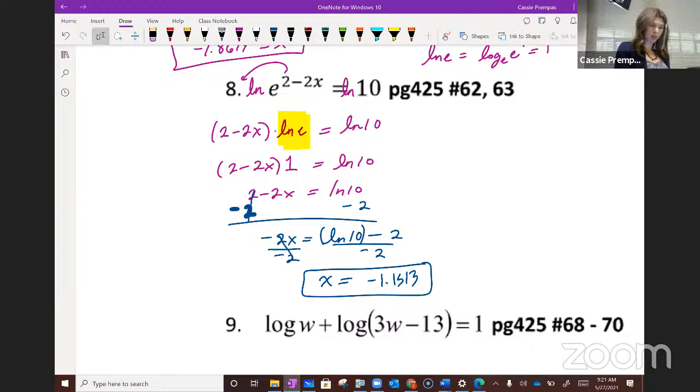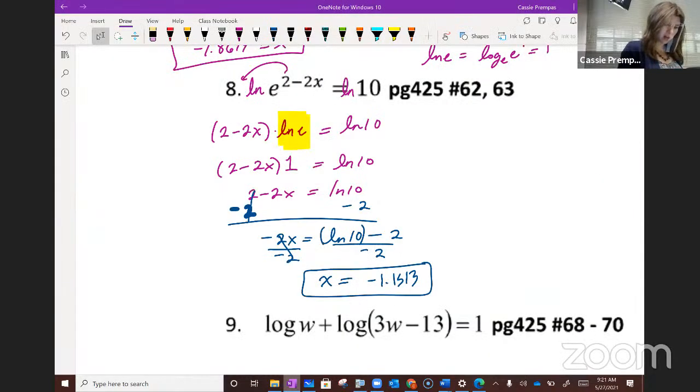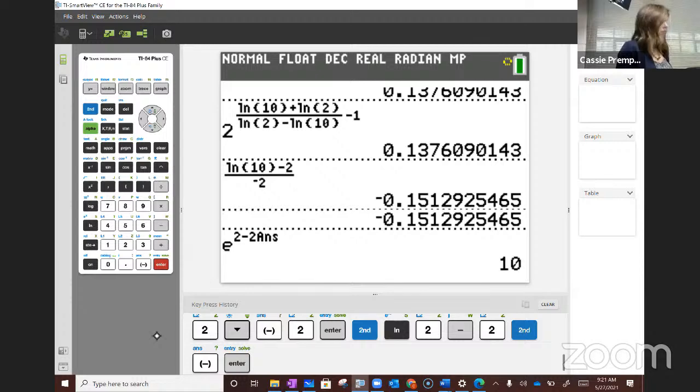Actually, speaking of, because it's been a while since we've done this on the calculator, do you guys remember how to access e raised to a power? Second LN. Good, second ln. If I want e raised to that, I've already forgotten it, 2 minus 2 times x. I could say, what's e raised to the 2 minus 2 times that answer? Second negative, please be 10. It's 10, so I got it right.